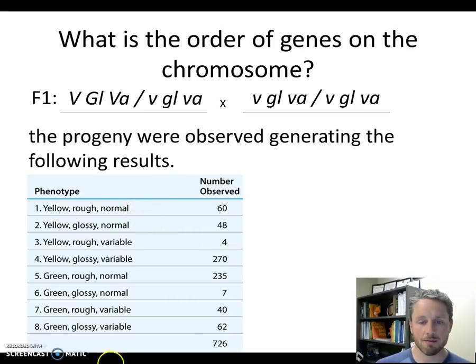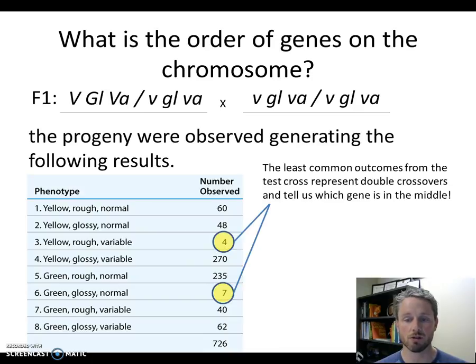We can determine simply from the outcome of this cross what the gene order is. The way we're going to do that is we're going to look at which outcomes were least common. The least common outcomes from the test cross represent what we call double crossovers, and these double crossovers tell us which gene is in the middle. So when you have the data from a cross, just find the two least common outcomes, and that will help you figure out which gene is in the middle.